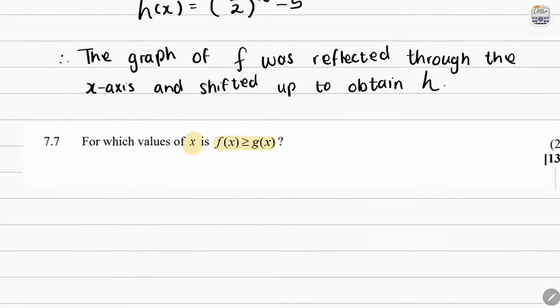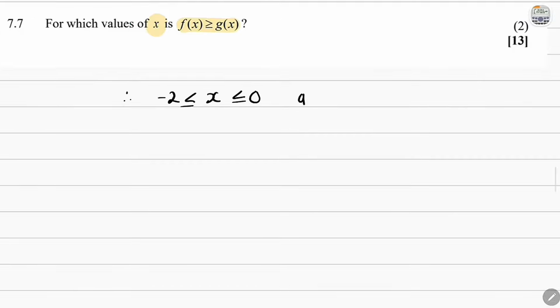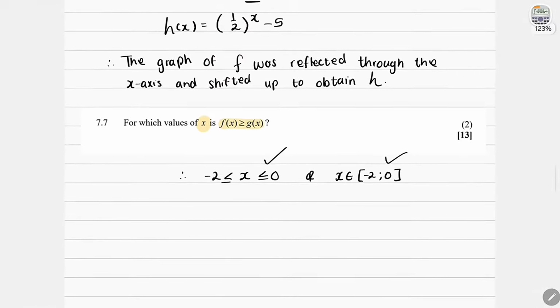So we can finally tell them this means that x is greater than or equal to negative 2, but less than or equal to 0. You can write it like this, or you can also write it like this. So we could say x is an element of, so in interval notation, this will be negative 2 to 0, but we're going to use square brackets because you see that the graph of f and g were equal at x equals negative 2 and 0. So that's why we had greater than or equal to and less than or equal to. So we'll use square brackets for both. So if you write it like that or like this, it's fine. And that is it for question 7.